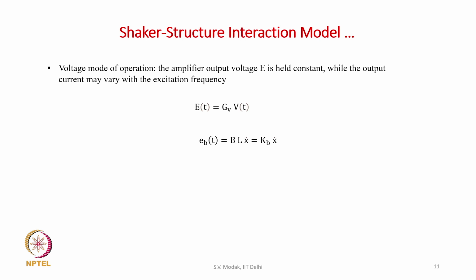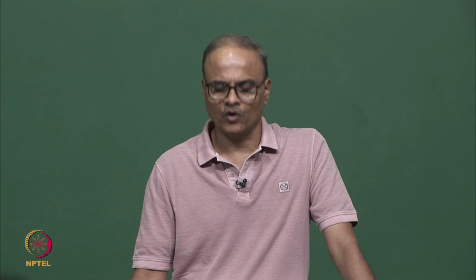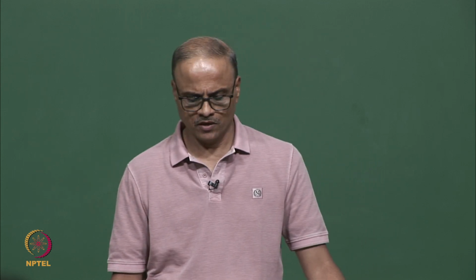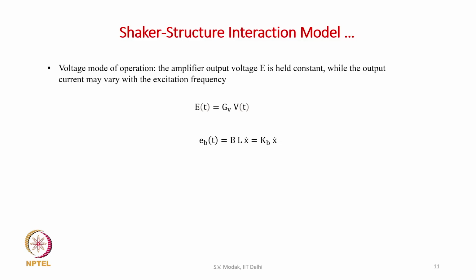We also know that the back EMF which is generated in the coil is proportional to the velocity of the motion. So x dot is the velocity, and then Kb is the back EMF constant. So here Kb is the back EMF constant.